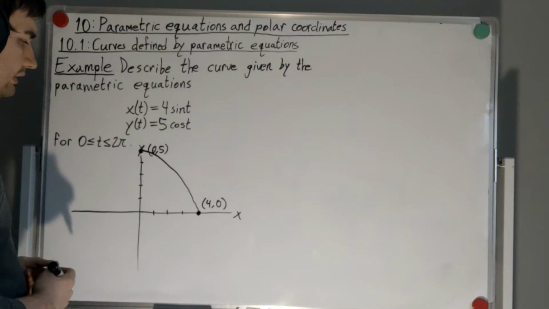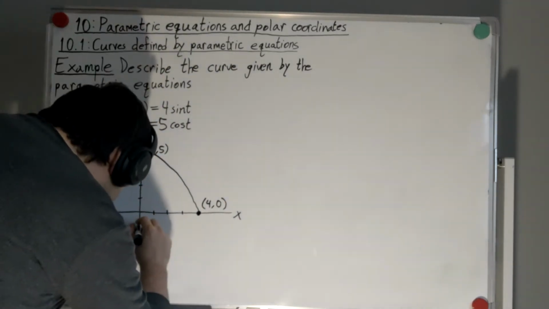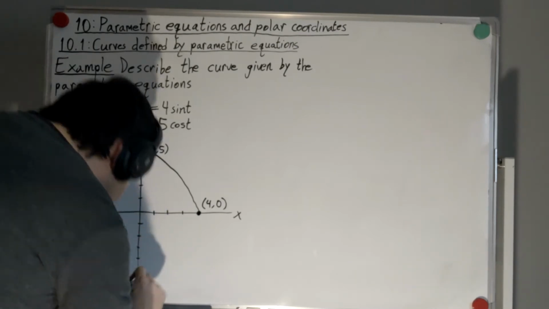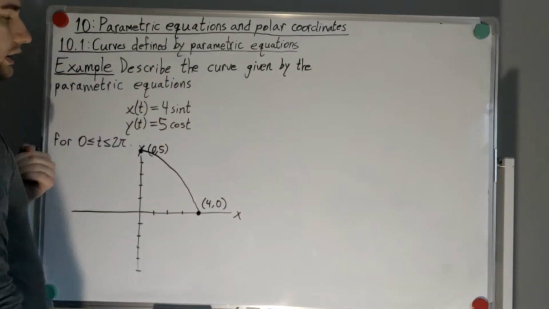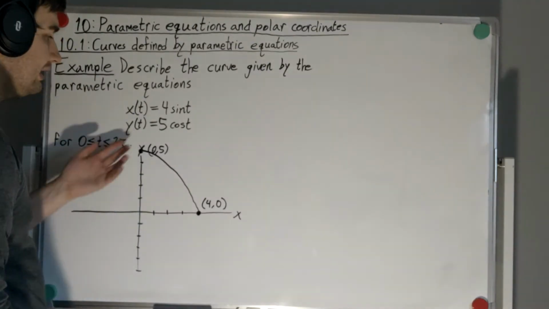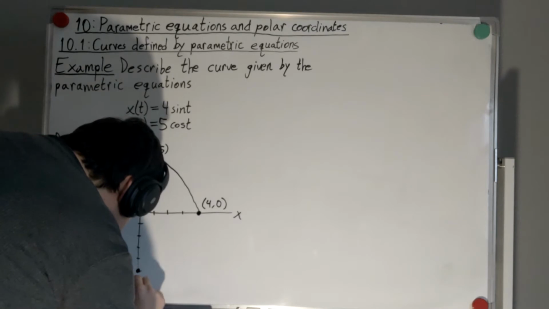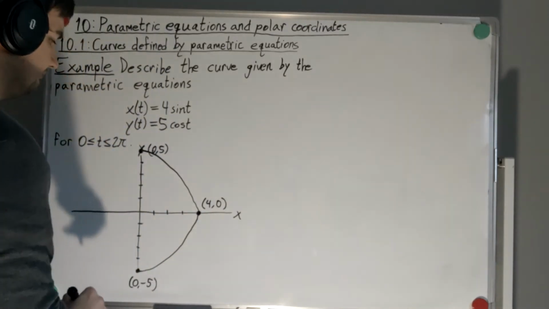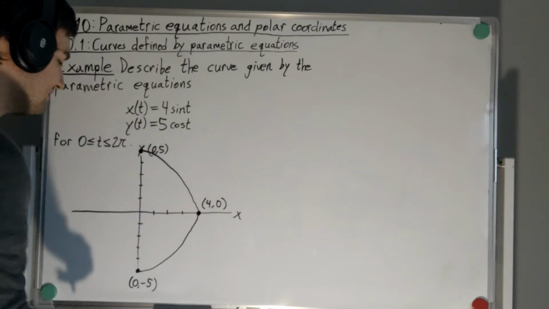Then, as t increases from pi over 2 to pi, well, when t equals pi, x is going to be 0. Y is going to be negative 5. So we get the point 0, negative 5. And it just comes down like this. It's not a perfect diagram, just so you know. I'm not very good at these.